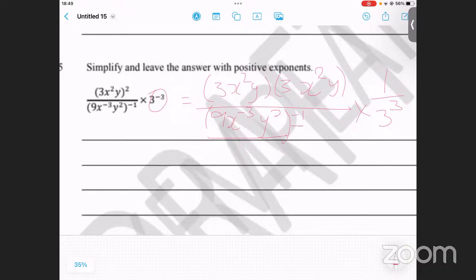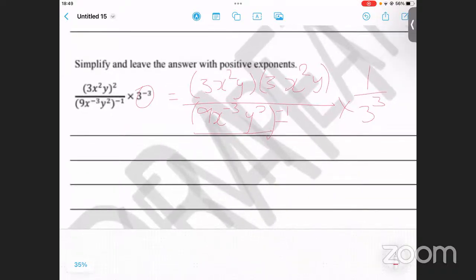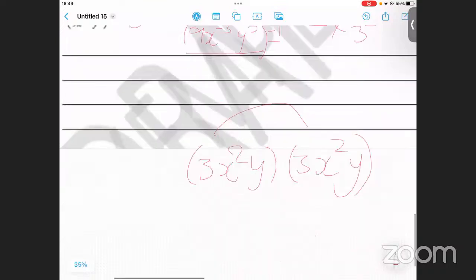Yes, ma'am. Perfect. So let's start with the top part where we are having 3x squared y and 3x squared y. So we're going to multiply this whole thing with that one. So the 3 is going to multiply with the 3 because they are common, yeah? They are both numbers, even though it's the same number. So it's going to be 3 multiplied by 3, which is 9.